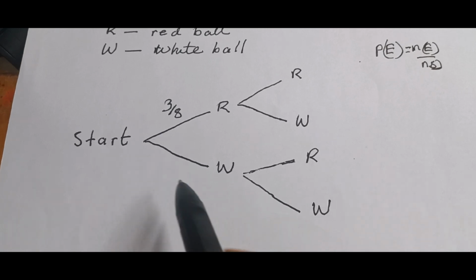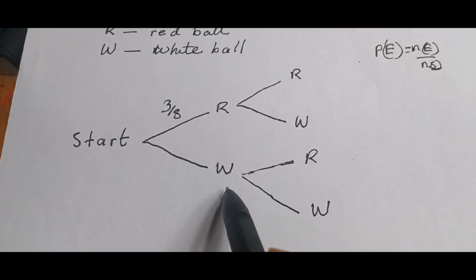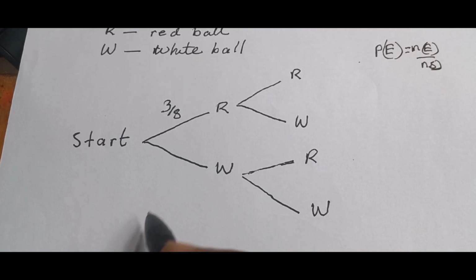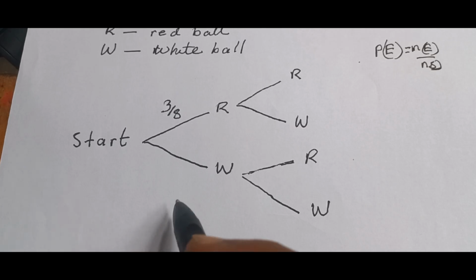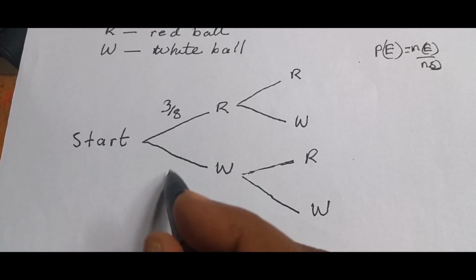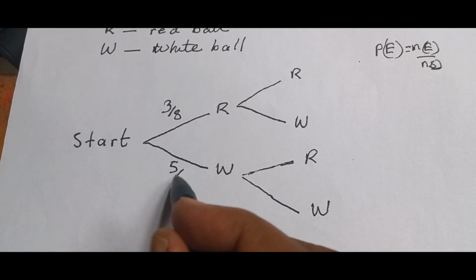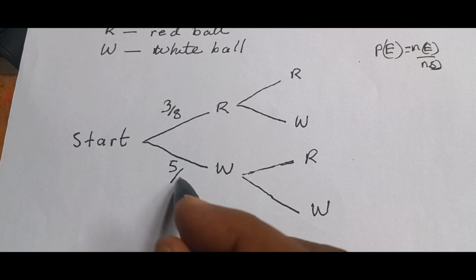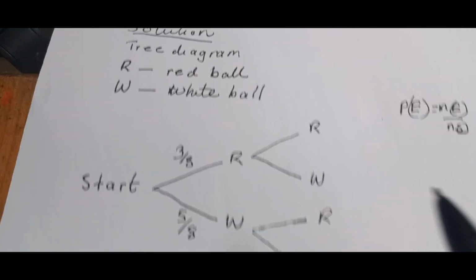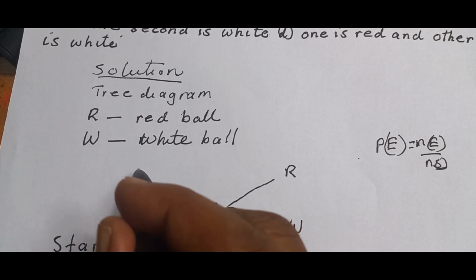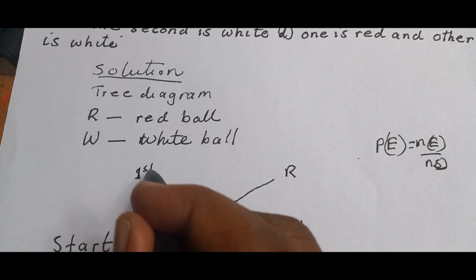The same applies to the probability of drawing a white ball in the first draw. This equals the total number of white balls in the box over the total number of balls, which is the number of red balls plus the number of white balls. The total number of white balls in the box is 5, over the total number of balls in the box, which is 8. This is the first draw.